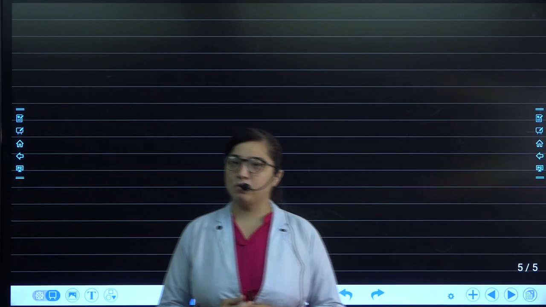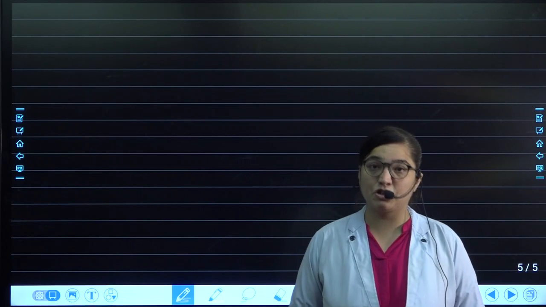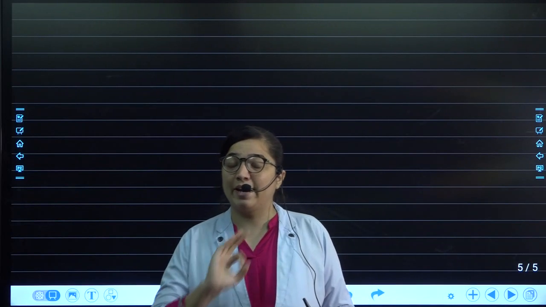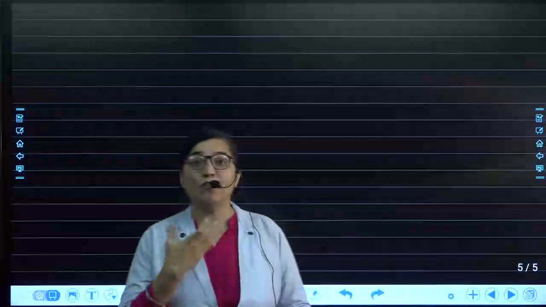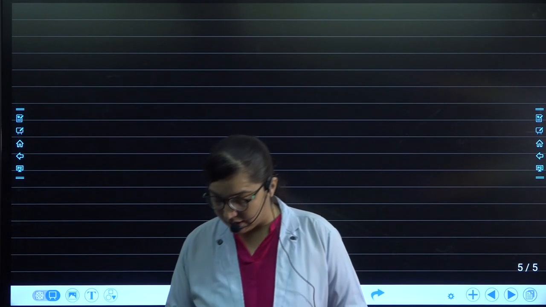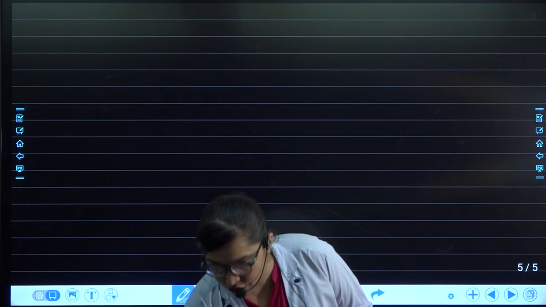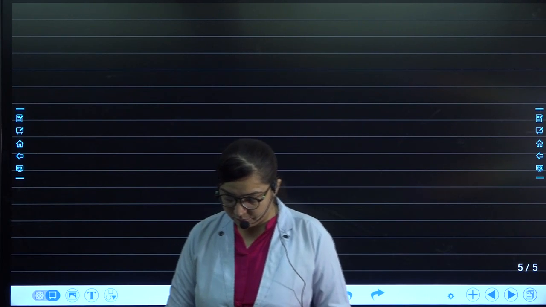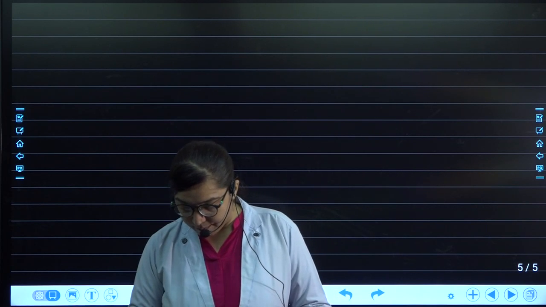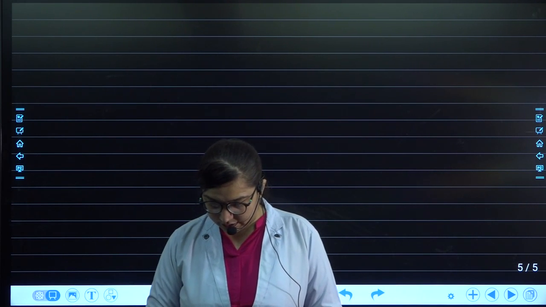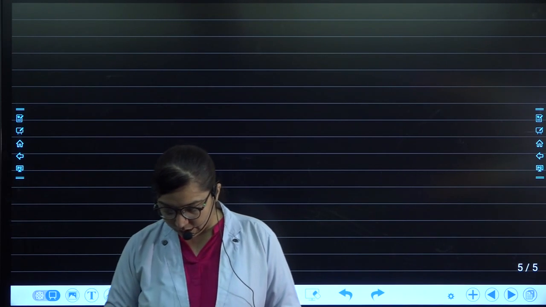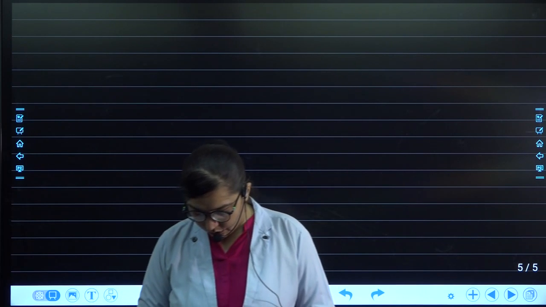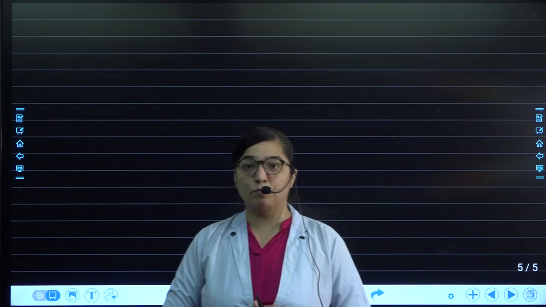Whenever you are burning any amount of substance, it produces heat energy. The amount of heat energy produced when you burn any particular fuel is called the calorific value. It is generally mentioned in calories per gram or calories per kilogram. Some of the important calorific values that you have to memorize: 1 kilogram of coke produces 33,000 kilojoules per kilogram, or 33 kilojoules per gram.